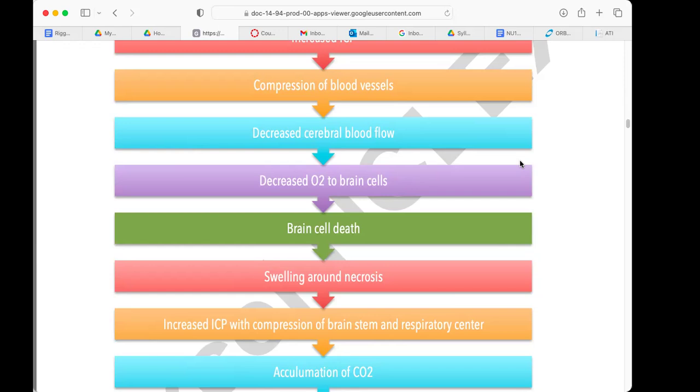Okay. The more swelling there is, the more it compresses the arteries of the brain, and that's going to cause brain cell death. And as that progresses and gets worse, the more brain cell death there is, the more swelling there is, which makes the problem worse. Okay.